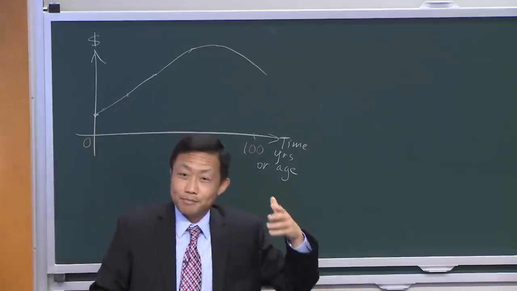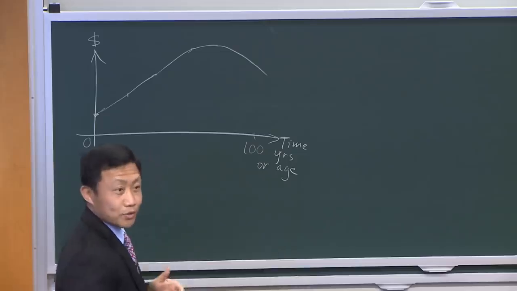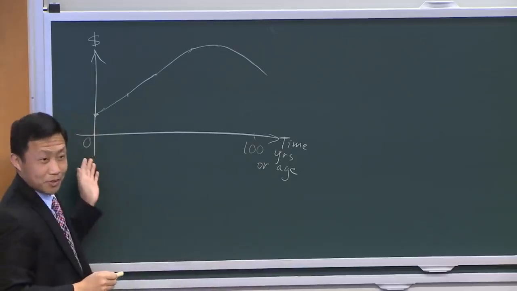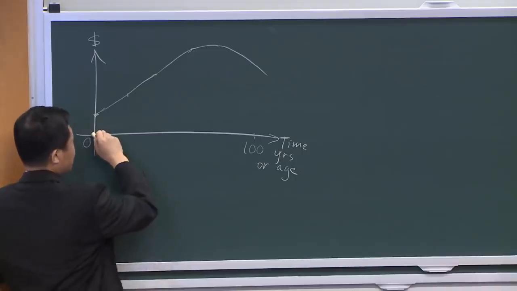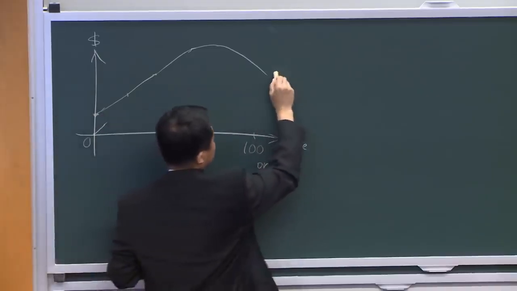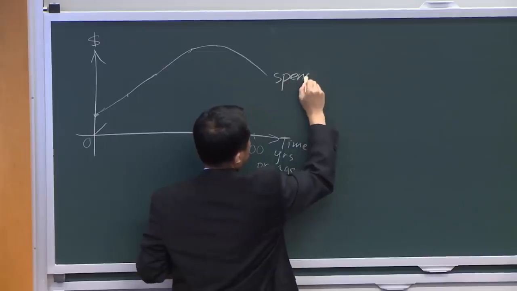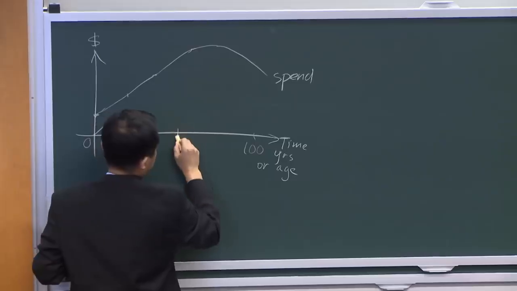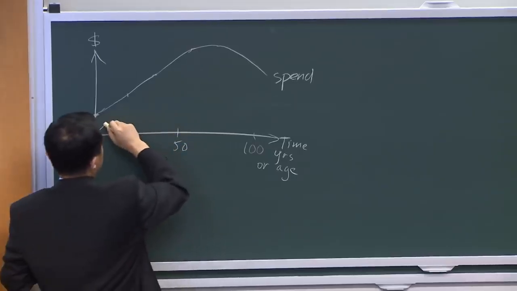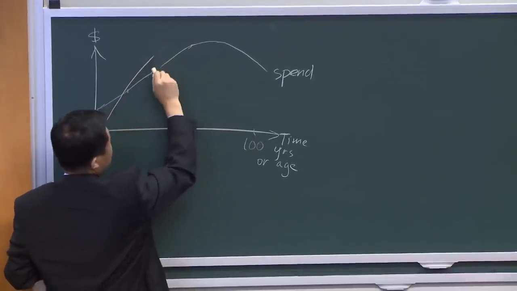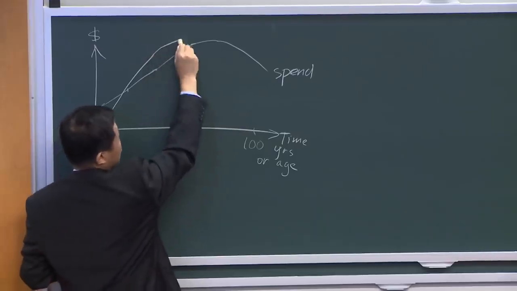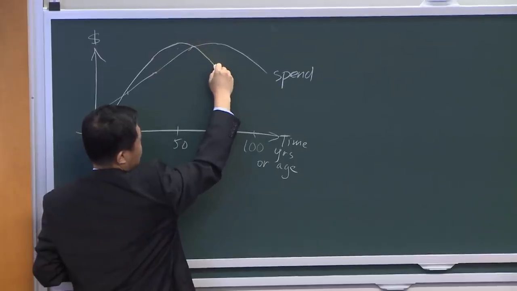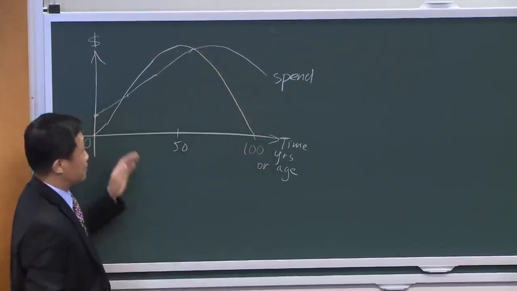And the other curve you think about is what's your income? What's your earnings curve? You don't earn anything when you're just born, but you earn. So this is spending. Let's call this 50. Your earning typically peaks around the age of 50, but it really depends. Then you probably go down, right? So that's your earning.